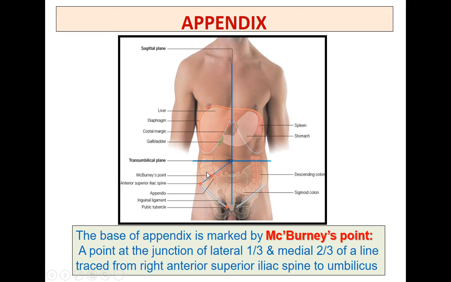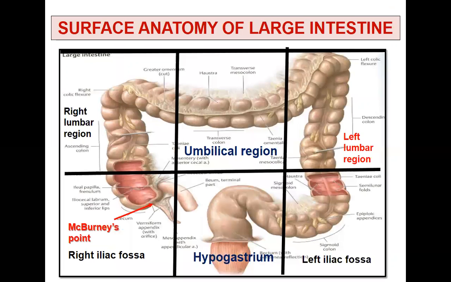Divide it into three parts, and the junction between the medial two thirds and the lateral one third of the line drawn from the anterior superior iliac spine to the umbilicus is called McBurney's point. This is very important for the surgeons as well as for the physicians when they are examining a patient with appendicitis. Here you can see this is McBurney's point, which is the base of the appendix. It is coming from the cecum.